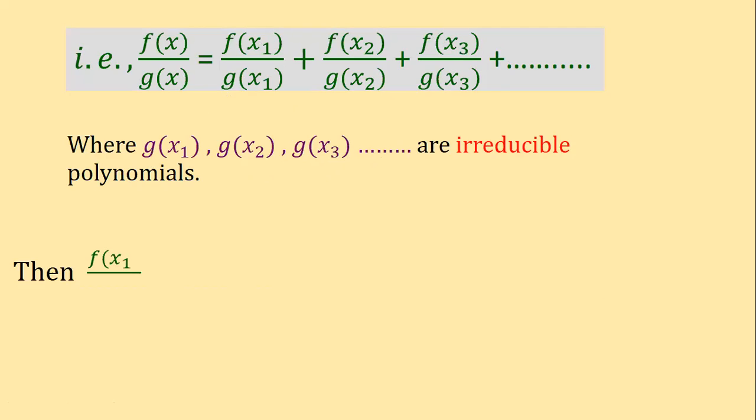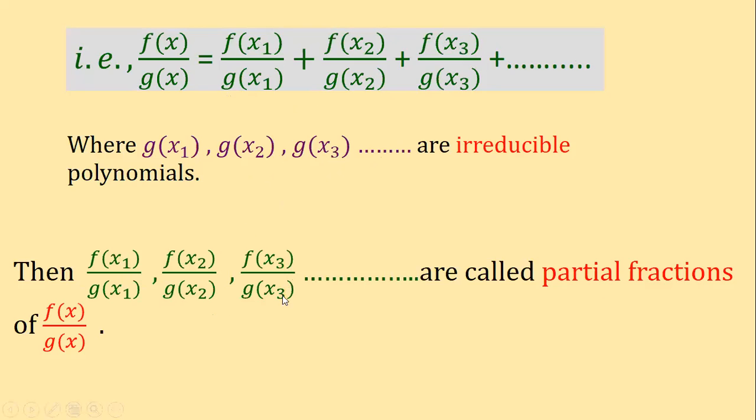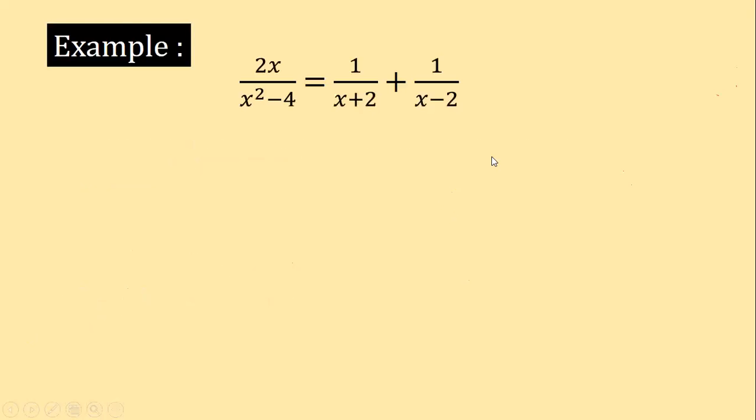F of x1 by g of x1, f of x2 by g of x2, f of x3 by g of x3, and so on are called partial fractions of the given fraction f of x by g of x. Here the condition is that the denominators g of x1 and so on should be irreducible polynomials. Is it clear, children? So let us move on to the next thing, an example.